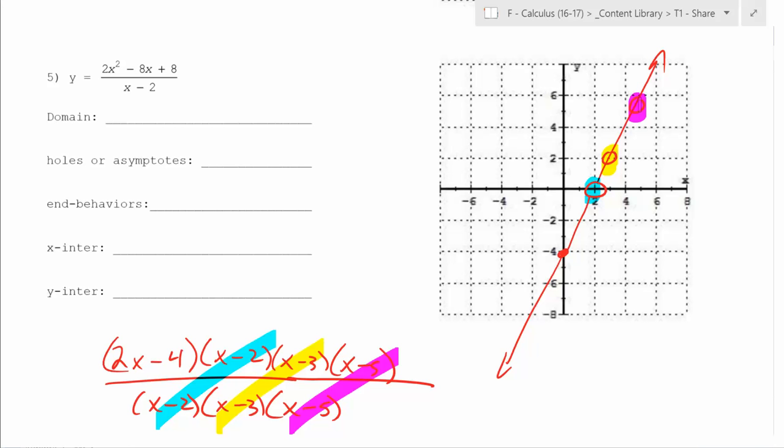Theoretically, could you generate a hole right here? What would I have to add into the top and the bottom to make a hole right there? X plus 1.